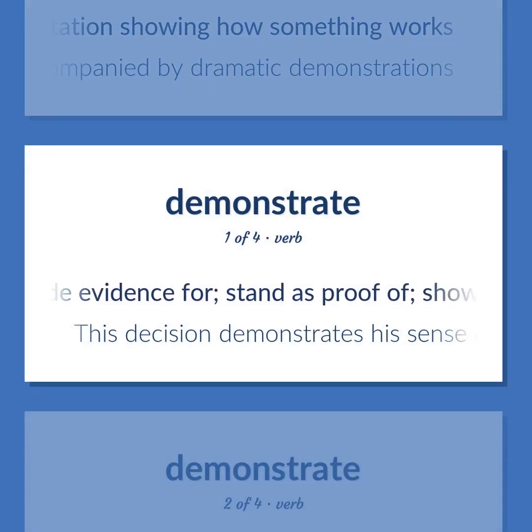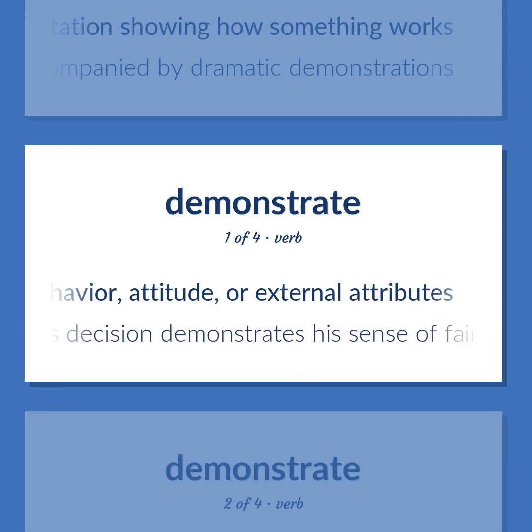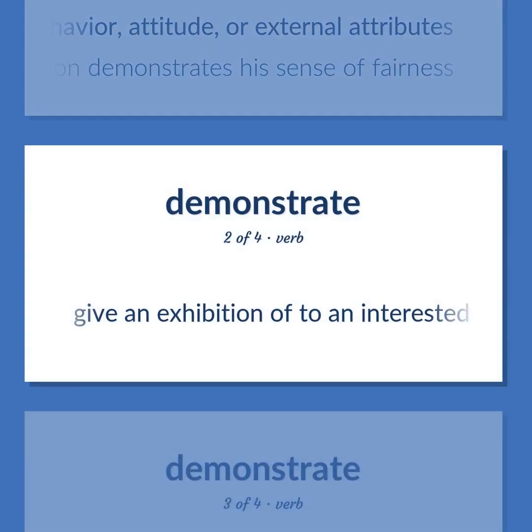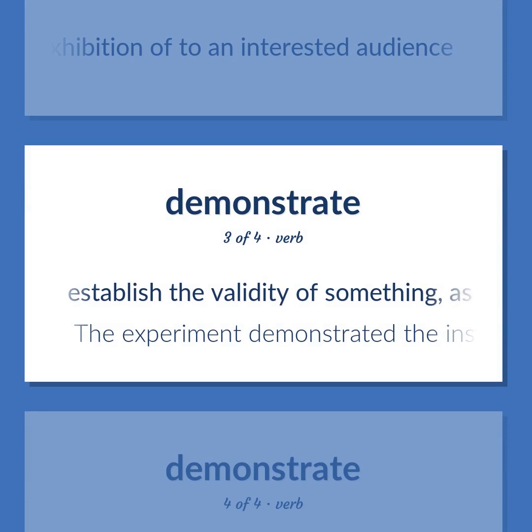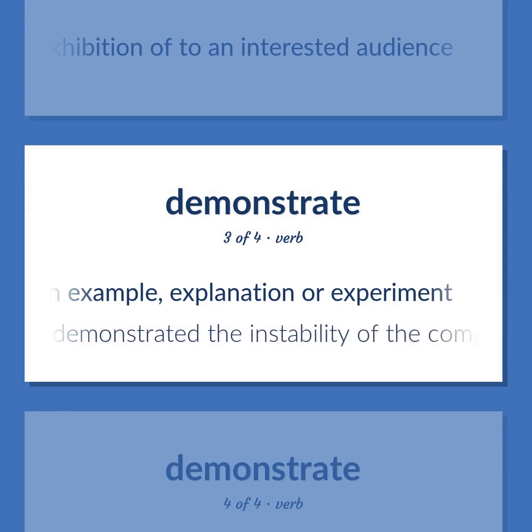Provide evidence for, stand as proof of, show by one's behavior, attitude, or external attributes. This decision demonstrates his sense of fairness. Give an exhibition of to an interested audience. Establish the validity of something, as by an example, explanation or experiment. The experiment demonstrated the instability of the compound.